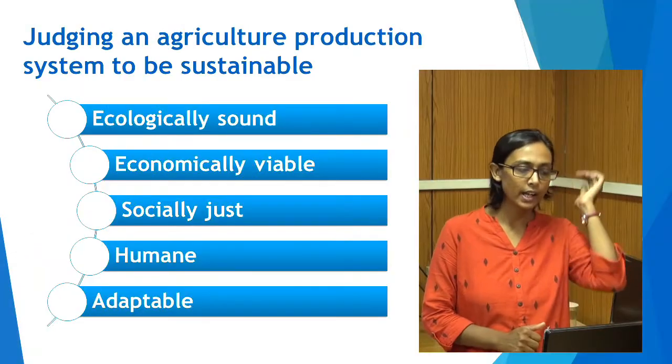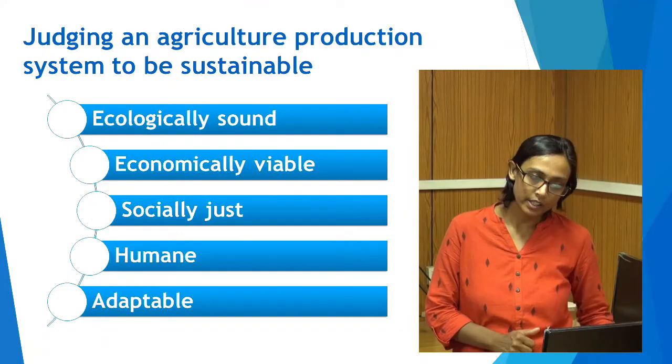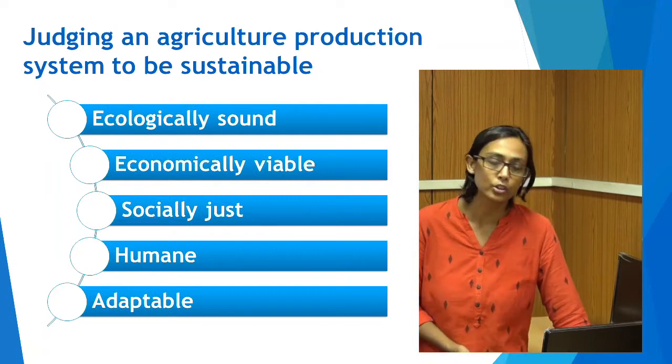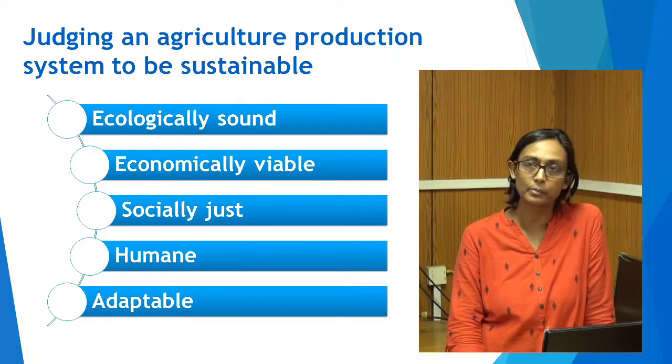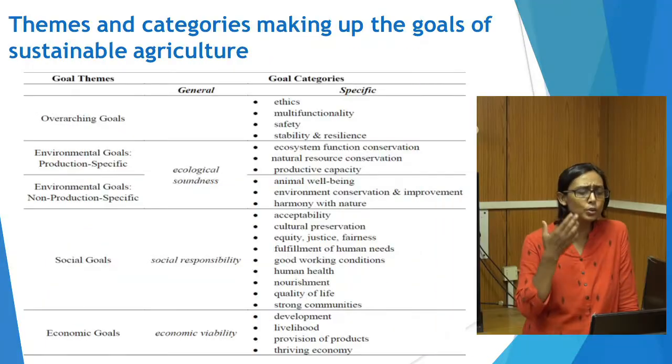processes. Now, judging an agricultural production system to be sustainable: how can we judge if an agricultural production system is sustainable or not? It should be ecologically sound, economically viable, socially just, humane and adaptive. These are the goals.